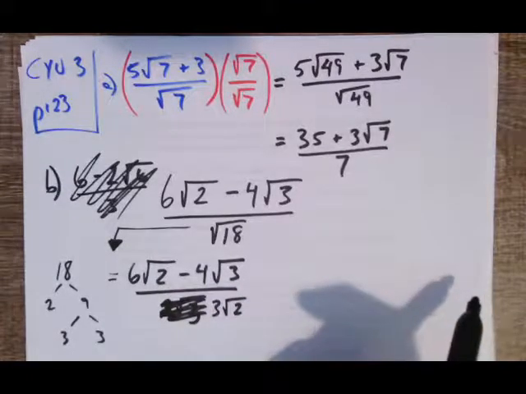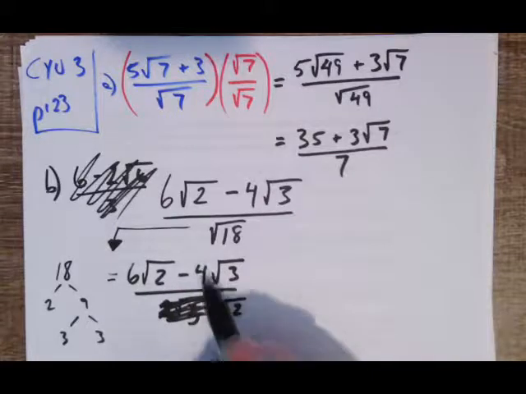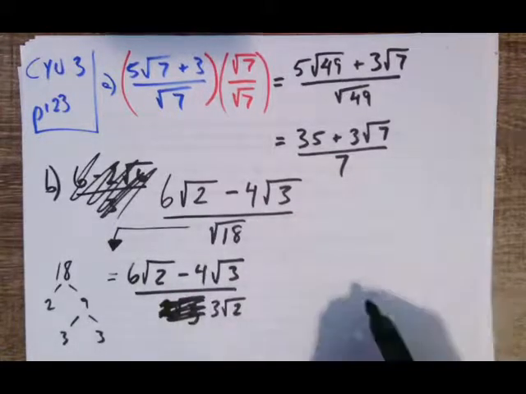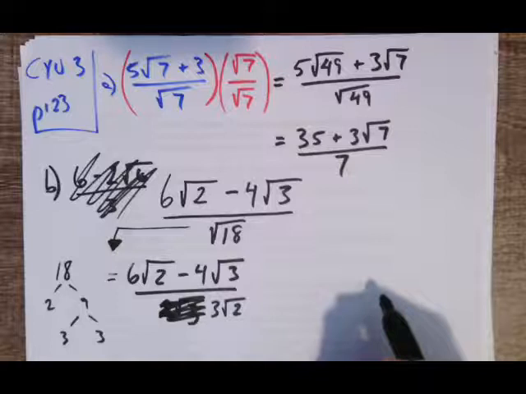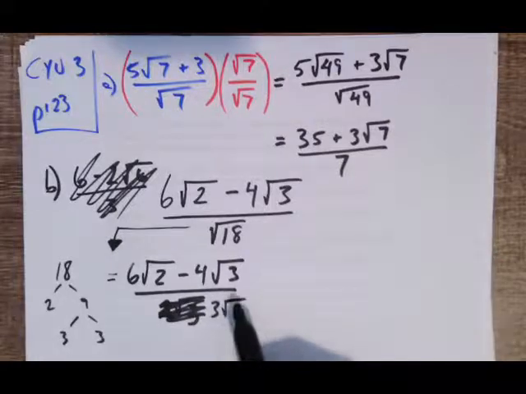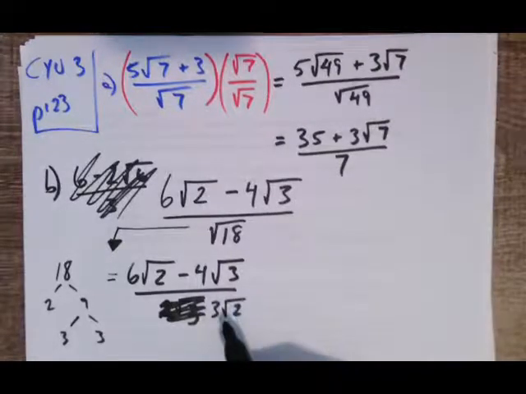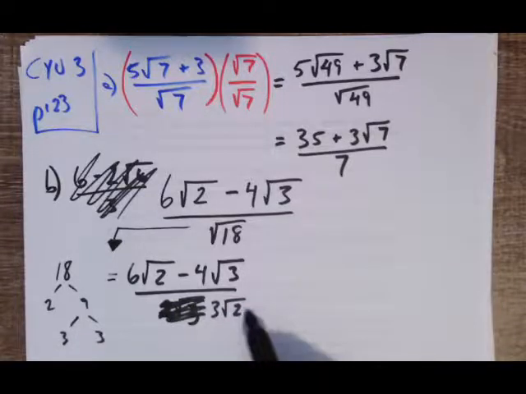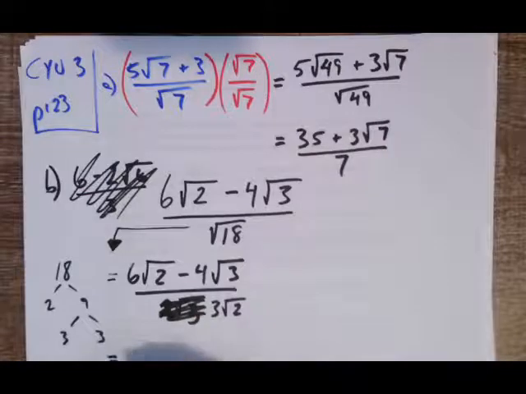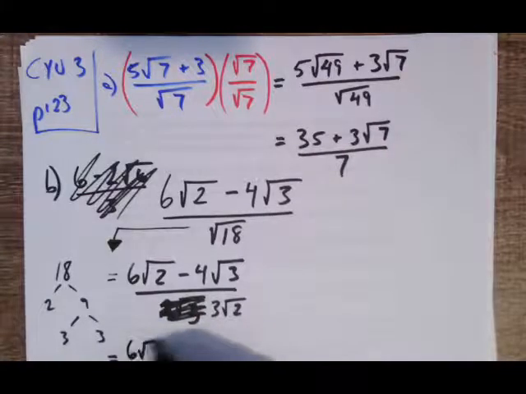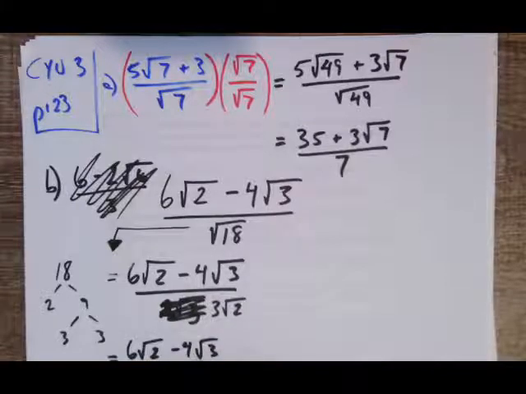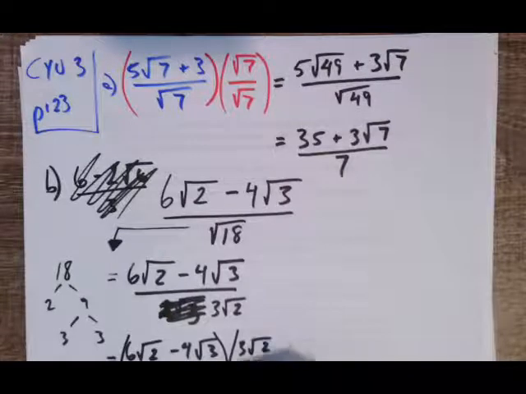That's 3 root 2. Take the 3 out, 2 comes in. I thought that we'd be able to cancel some things. We can't. But it's still simpler to multiply. Okay, so this equals 6 root 2 minus 4 root 3 all over 3 root 2 times 3 root 2 over 3 root 2.